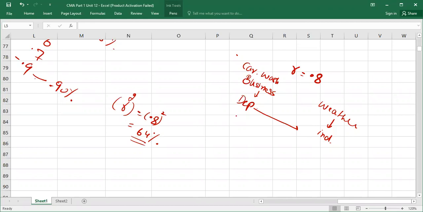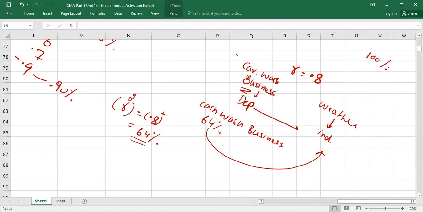It represents that your car wash business will be affected 64% of times, you can say this way. Your car wash business, which is the dependent variable, will change 64% of times due to change in weather. You know how much total percentage there is? Total is 100. Out of 100%, if your car wash business will change 64% due to the change in weather, it means the remaining 36% will change due to other factors.